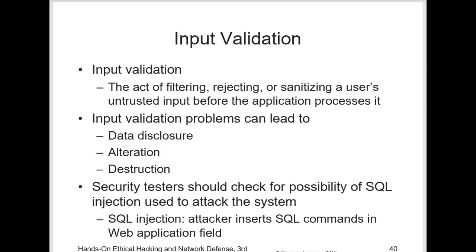Now, input validation we've already covered in some detail. Again, it's the act of filtering, rejecting, or sanitizing a user's untrusted input before the application gets to process it, right? Problems can lead to database disclosure, for example. When web applications accept this untrusted input, an attacker can often craft a malicious request that causes the application to perform an unprotected action, right? And this is where injection vulnerabilities arise. Running code may overfill the buffer, for example, in buffer overflow attacks.